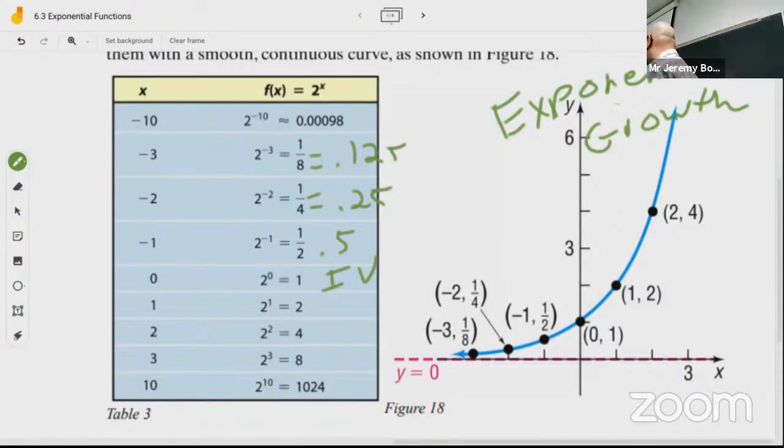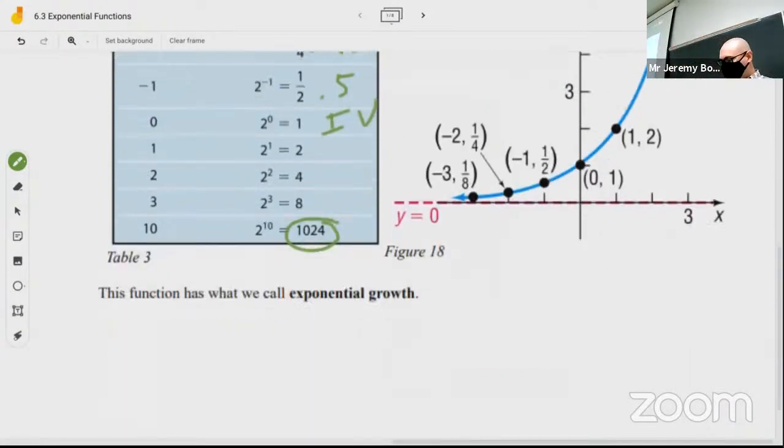If anybody does any type of computer science stuff, 2 to the power is a big thing. You may recognize the 1024. That's how many bytes are in a gig? 1024, is that right? That'd be a megabyte, yeah. It's 1024 megabytes in a gig. They say 1,000 to make it easier to say 1024.